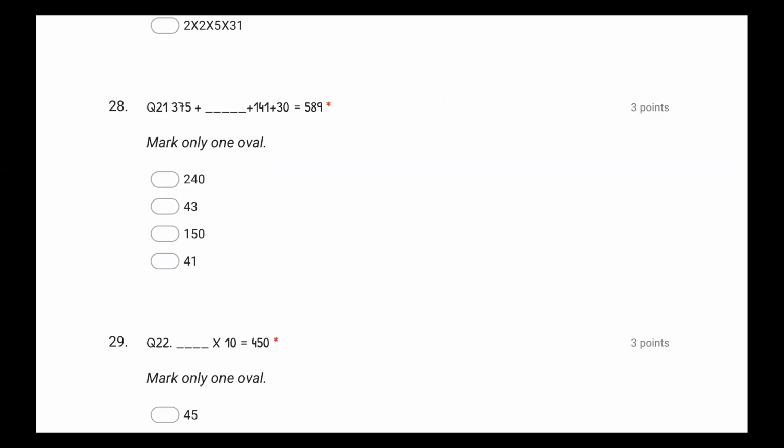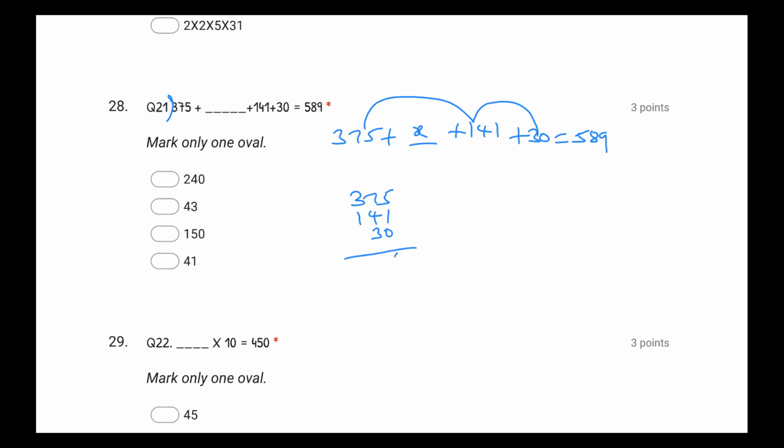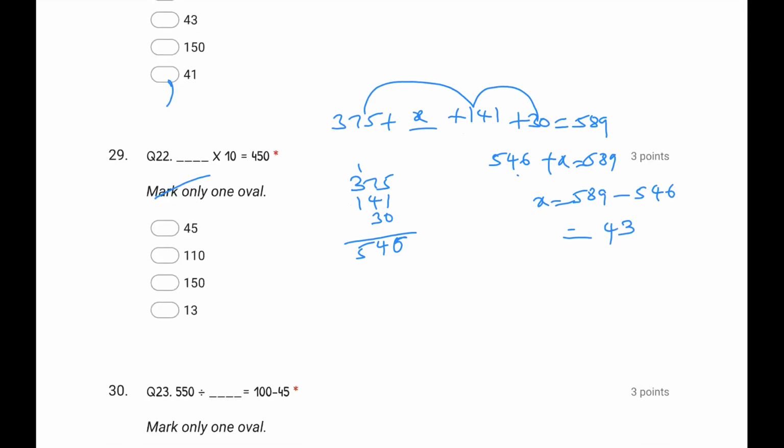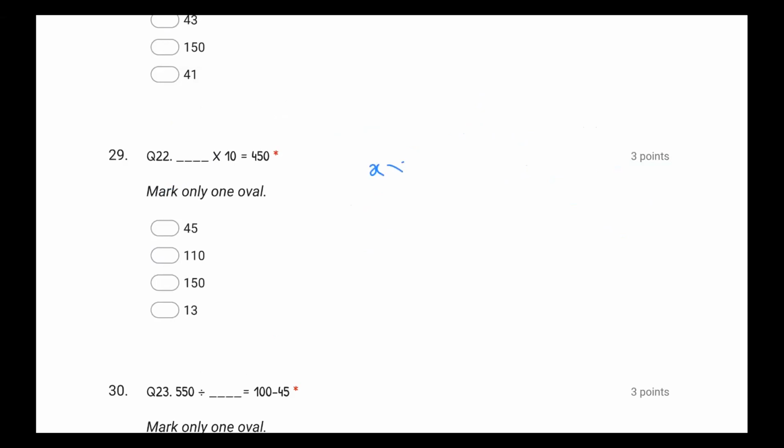Next question here. 375 plus dash plus 141 plus 30 equals 589. Okay, add all these. I am keeping x. You have to add all these. 375, 141 plus 30, 546. 546 plus x equals 589. This plus goes to that side, it will become subtraction. 589 minus 546. The answer is 43.